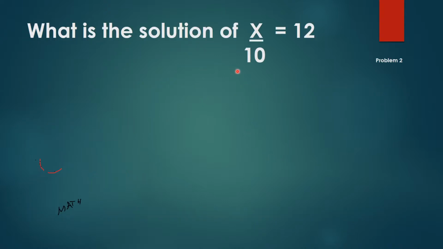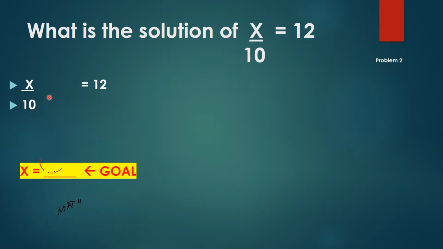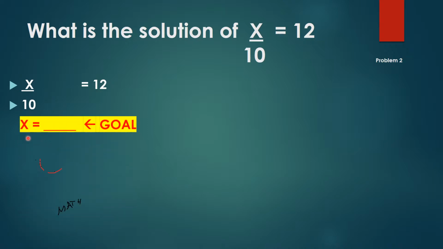Here's example number 2. And the problem here says, what is the solution of x divided by 10 equals 12? It's the same thing as the last problem. It's like saying solve x divided by 10 equals 12. So here's our equation, x divided by 10 equals 12. And we want to remember what our goal is. Our goal always looks like this: x by itself on the left side of the equal sign and another number that we're going to calculate on the right side.